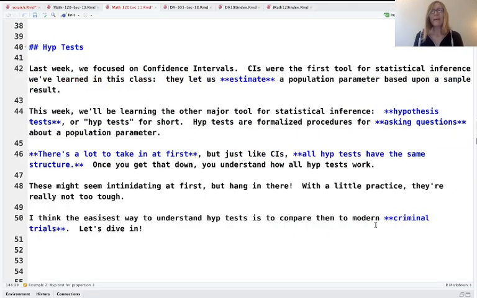Hey guys, welcome back. It's week 11 here for 120, and this week we're going to focus on a new technique called hypothesis tests. Last week was all about confidence intervals. Hypothesis tests are also an important tool for statistical inference. It's really one of the two big tools. Confidence intervals and hypothesis tests are how we actually do statistical inference in the real world. So this week is going to be all about hypothesis tests, and we're going to do lots of hypothesis tests for the rest of the semester too.